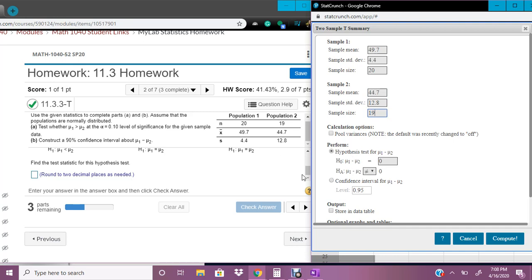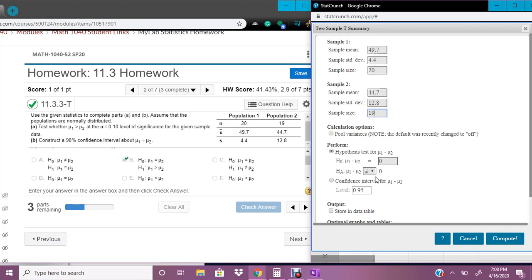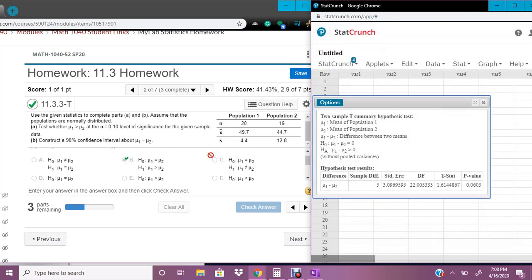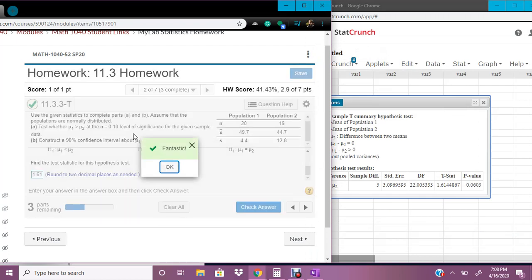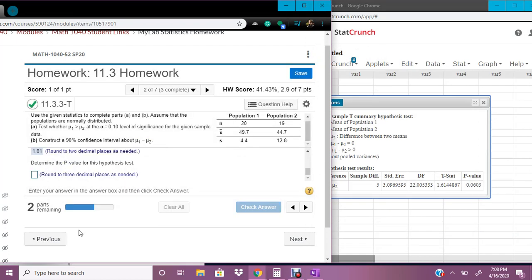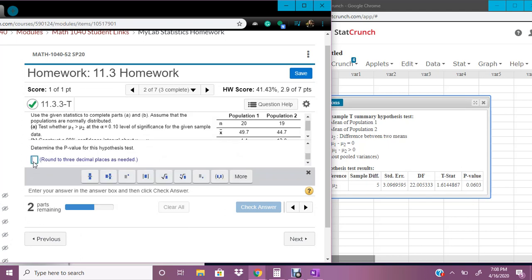Okay, now we're going to do a hypothesis test, so we're going to make it look like this kind of, but this is a little different, but the signs stay the same. Our test statistic is the same thing as the t-stat. And then our p-value is our p-value.